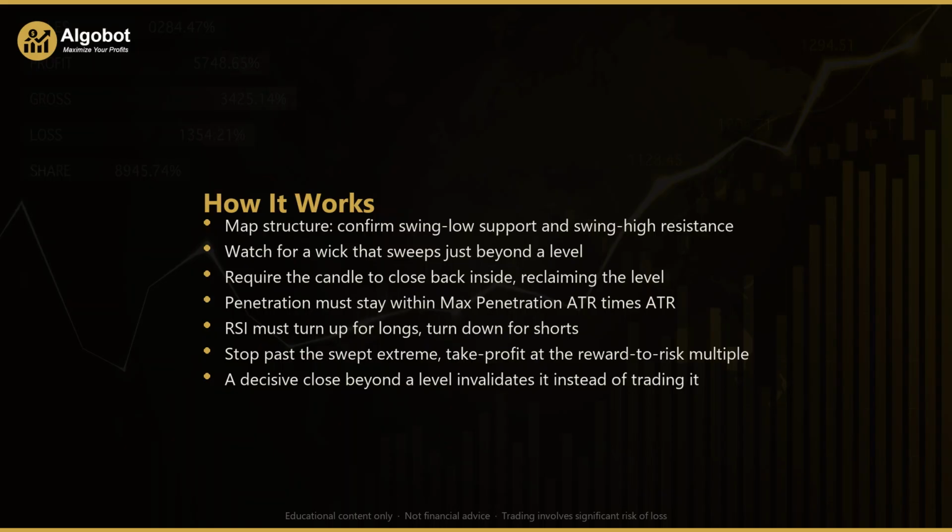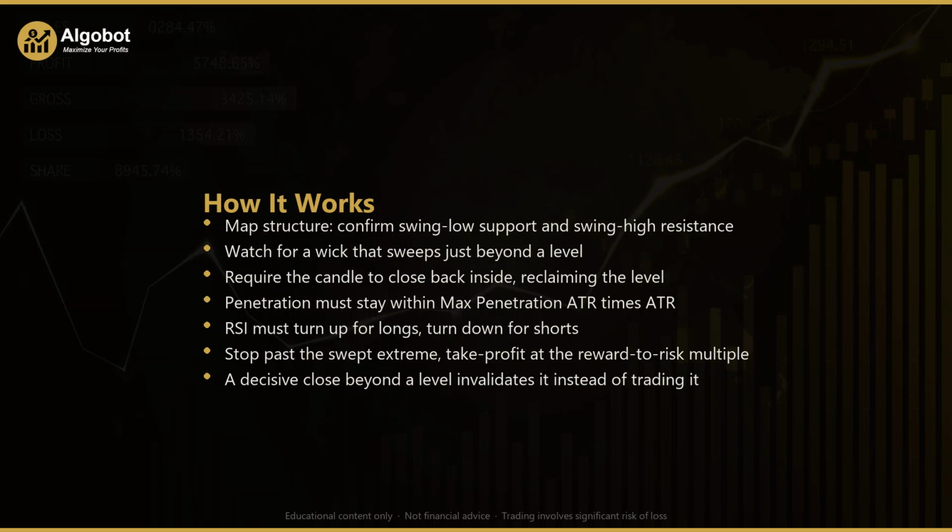Third, the EA looks for the sweep and reclaim. Over the last few bars, set by ReclaimBars, it records the lowest low and the highest high. For a long signal, four things must line up. Price must have wicked below support. That penetration must be shallow, within MaxPenetrationAtr times ATR, so it's a controlled wick and not a collapse. The current bar must close back above support and close higher than it opened, a bullish candle. And RSI must be higher than it was on the previous bar, while still sitting below its upper threshold of 65. When all of those conditions are met, the EA signals a buy.